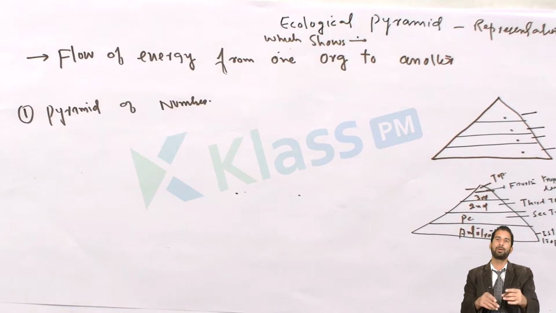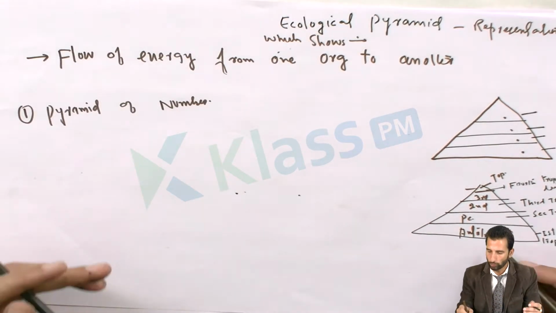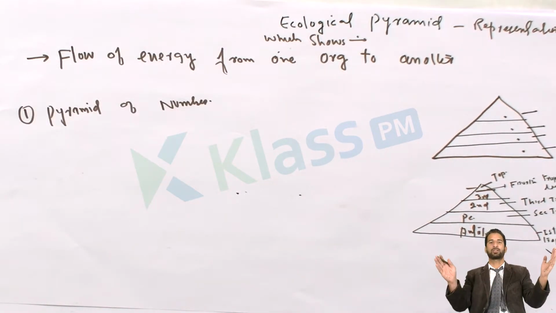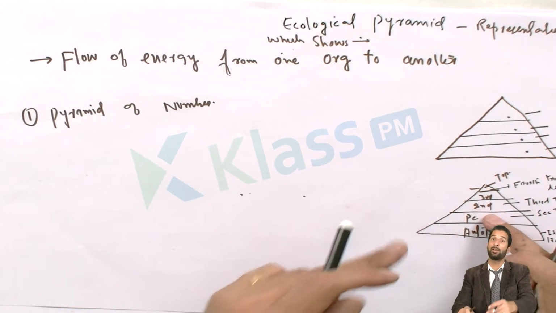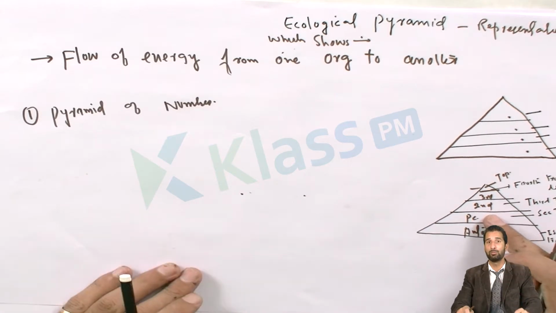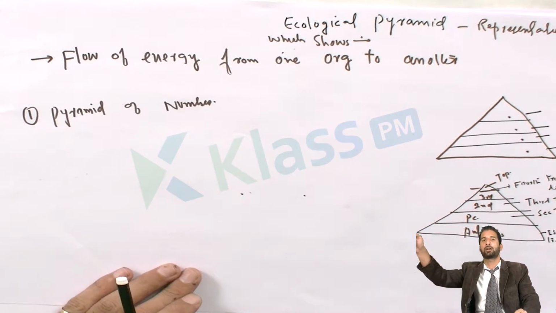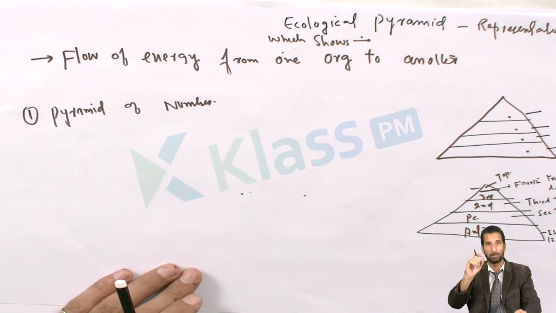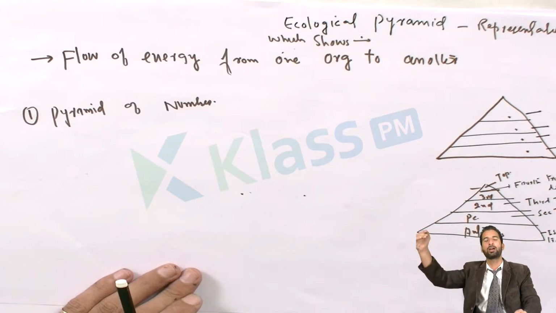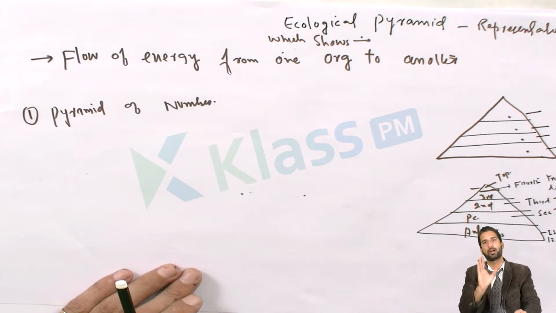So pyramid of number, if we see, the autotrophs, that is producers, are numerous in number, so it is very broad. Those organisms I have explained in the previous videos. As we move from low trophic level to high trophic level, the number of organisms decreases. Please remember that sentence is very important. As we move from low trophic level to high trophic level, the number of organisms decreases.